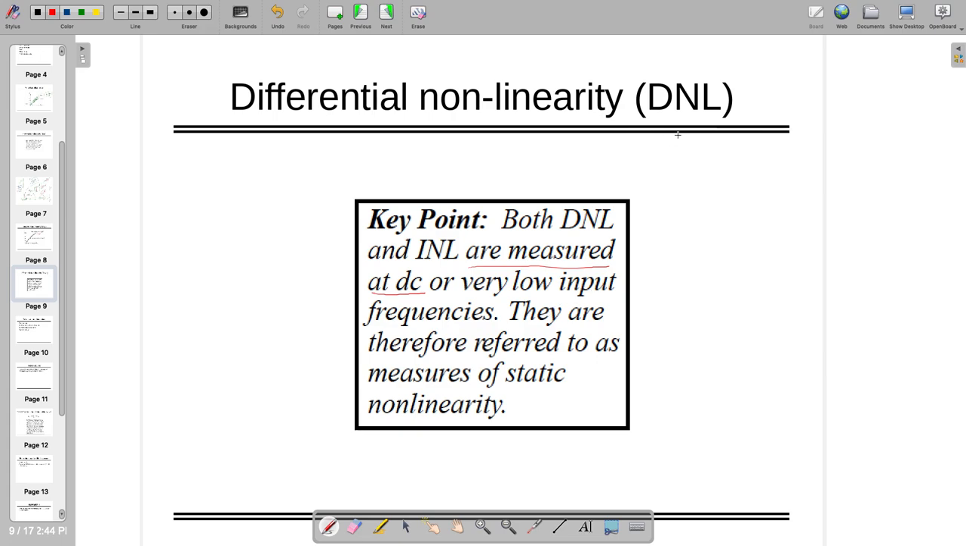Otherwise, it's very difficult to find out where the ramp signal is. Let's assume this is your ADC, where I'm giving the input as a ramp. You may have some sampling, which might be very fast. I don't care. But the analog input value has to be very slow, or DC, so that we can have a stable output, which is not moving here and there. And this non-linearity is known as static non-linearity.